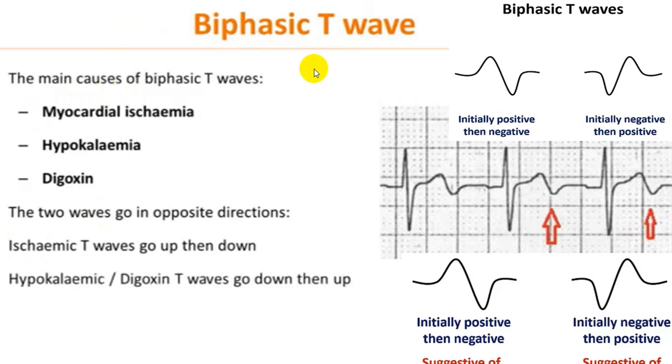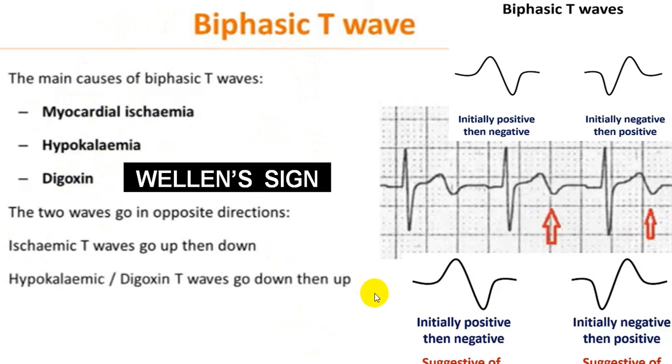Now, biphasic T wave particularly is of importance because it suggests myocardial ischemia. You can see it also in hypokalemia, digoxin toxicity, but don't forget Wellens sign, and particularly Wellens sign A, where you will have an initial upright followed by negative, but initial negative followed by positive is quite common in hypokalemia, where we also use the term reverse Wellens sign. So keep that thing in mind.